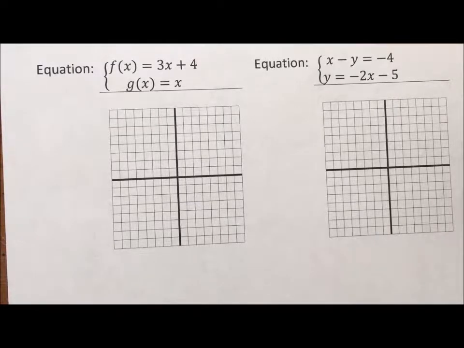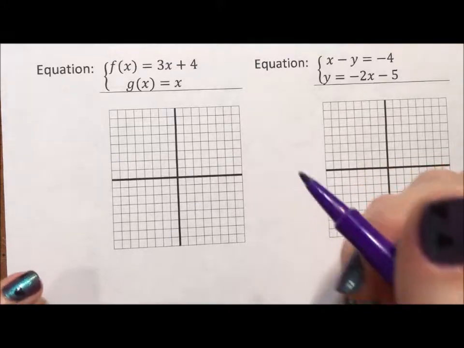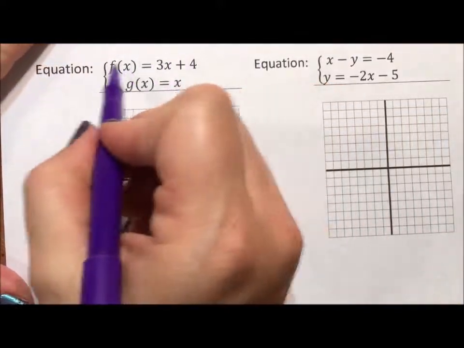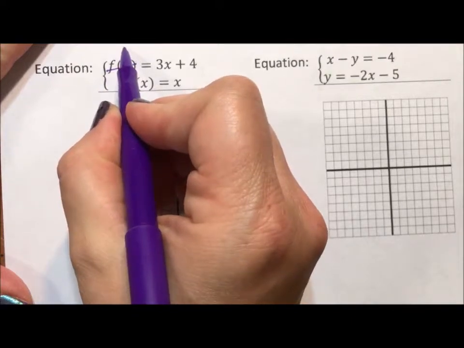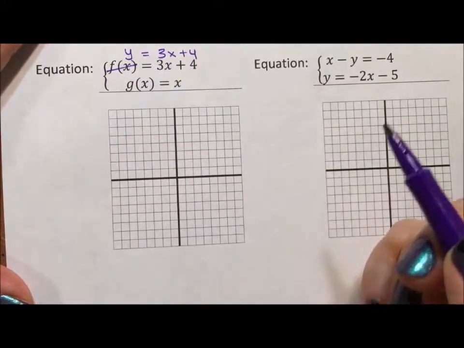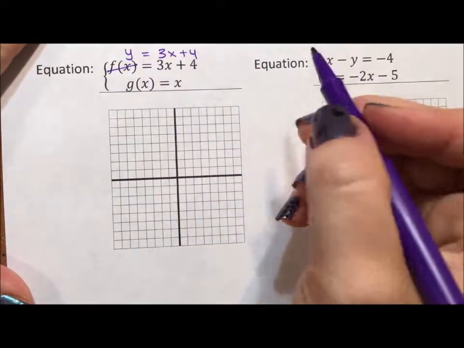Today I'm doing a series of videos on systems of equations, and in this video I'm going to graph two equations. I have some vocabulary I'm going to add at the end, just so that we can have a complete lesson. So remember, f of x is the same as y. Y equals 3x plus 4. They're the same thing. When I graph, I start with the y-intercept.